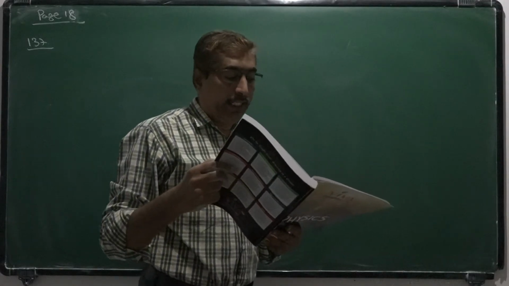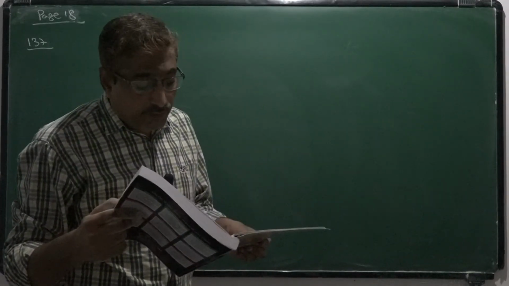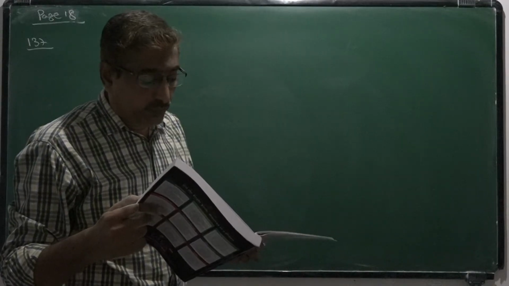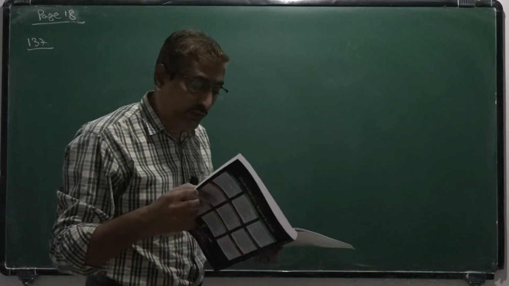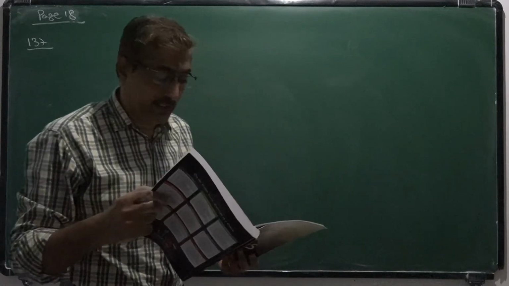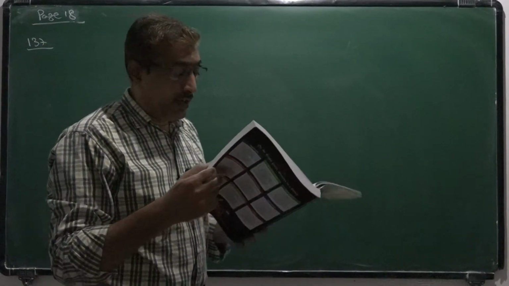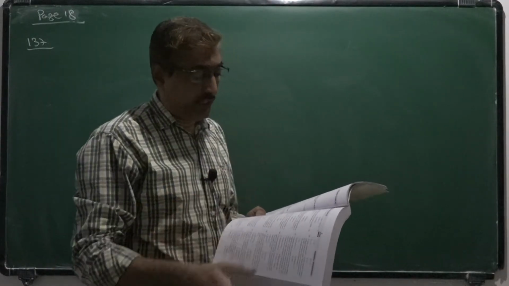Now level 3, exercise 1, page number 18, problem number 137. When a rod is heated from 25 degrees centigrade to 75 degrees centigrade, it expands by 1 millimeter. When a rod of same material but with 4 times the length is heated from 25 to 50 degrees centigrade, the increase in length is. Okay. When a rod is heated from 25 to 75 degrees centigrade, it expands by 1 millimeter.